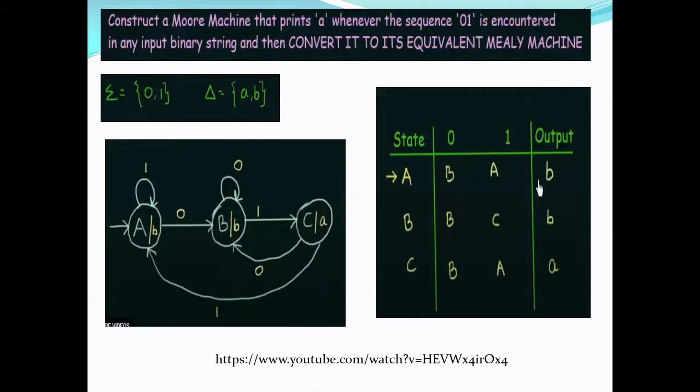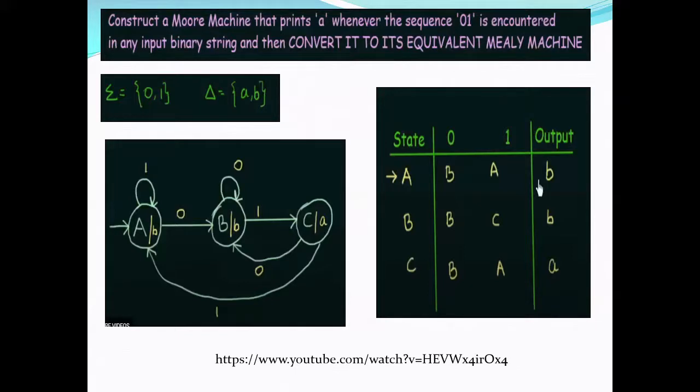Now, construction. This snapshot is taken from the link. Construction of a Moore machine that prints A whenever the sequence 01 is encountered. That means when 01 is encountered, it will give you an output of A. Otherwise, it will give you an output of B. In other words, A is yes and B is no.